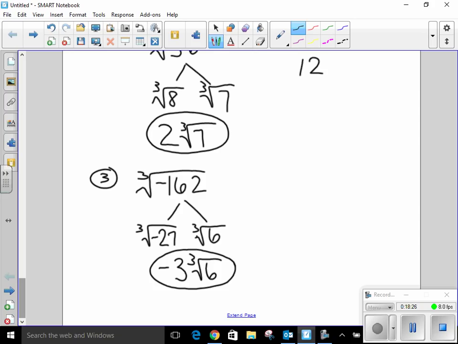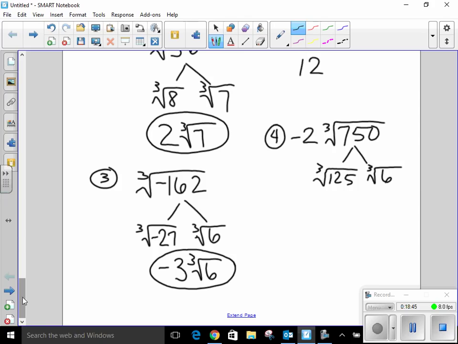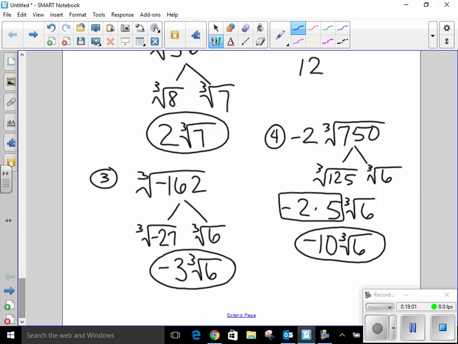All right, so if we look at another one, just like in square roots, if there's anything outside the radical sign, you're going to use it last, and you can either do multiplication or division with it. So if we're going to break down the cube root of 750, then that breaks into the cube root of 125 and the cube root of 6. Okay, and the cube root of 125 is 5. Cube root of 6 stays cube root of 6, and then bring down the negative 2 to multiply together. These two numbers on the outside multiply together, and your final answer will be negative 10 cube root of 6. And that's where you stop. Okay, so it's just like the square roots, just using a whole different set of numbers.